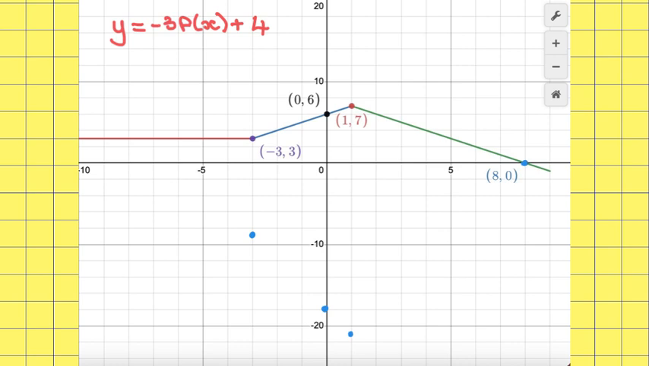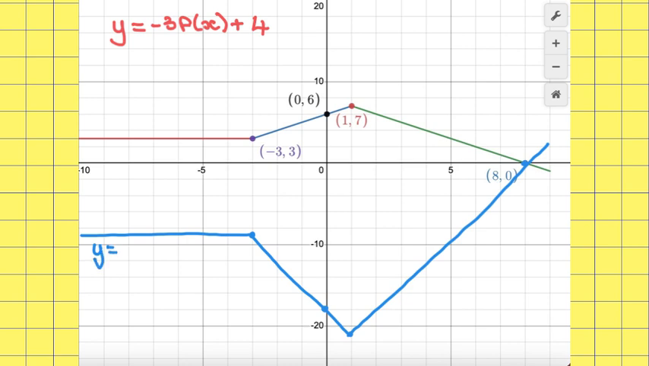So let's draw in this graph. It goes along here, down here, and then up to there. So that is the graph y equals minus 3 f of x. And to draw y equals minus 3 f of x plus 4, to each of those y coordinates I add 4.